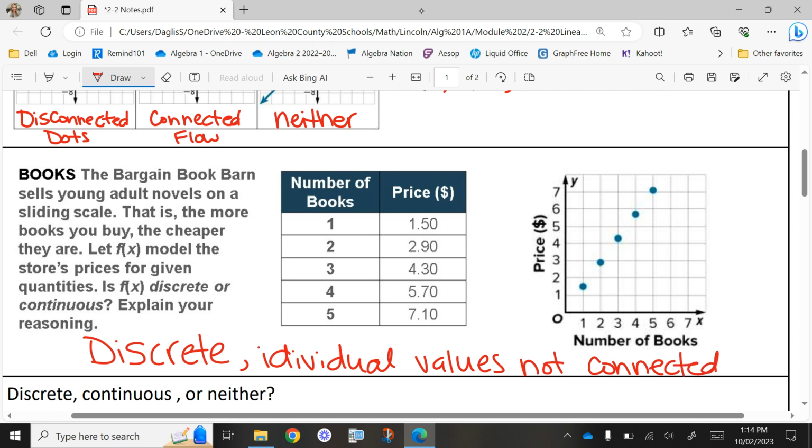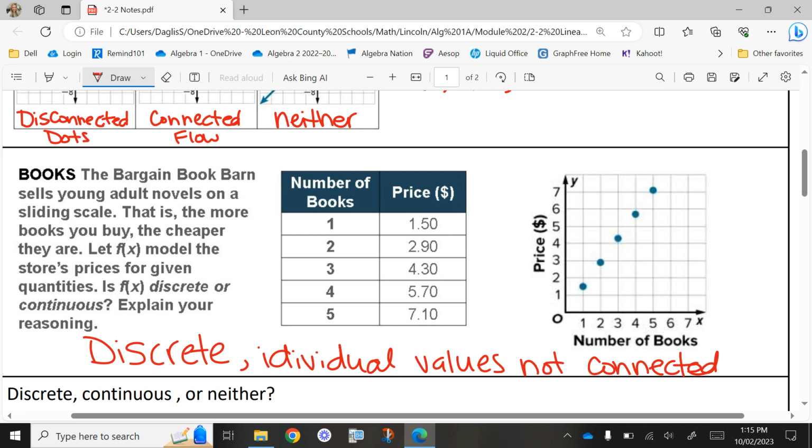So we got to be careful with real world stuff. We got to make sure our math makes sense. So every time you have to think about the situation, okay? When I'm buying something, I can't buy half of a book, right? If these were connected, this shows that 1.5 books would cost me $2. That doesn't make sense. You're not going to buy half a book, okay? So that's why these aren't connected to each other.